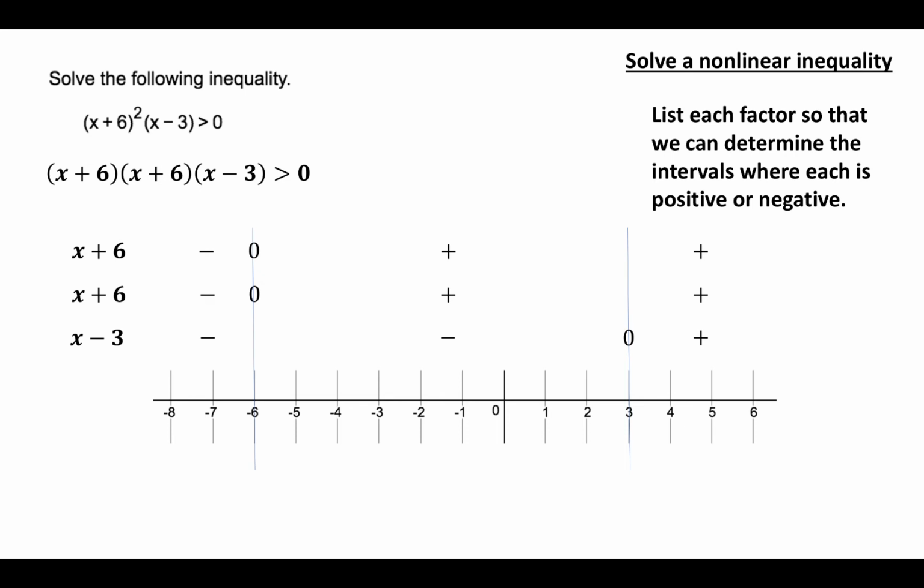We are multiplying them. So when we multiply three negatives together, the result is negative. When we multiply two positives and a negative together, the result is again negative. But when we multiply three positive values together, the result is positive. This is the result we were looking for. So in interval notation, our solution would be 3 to infinity, and not including 3 because our inequality says strictly greater than and not equal to.